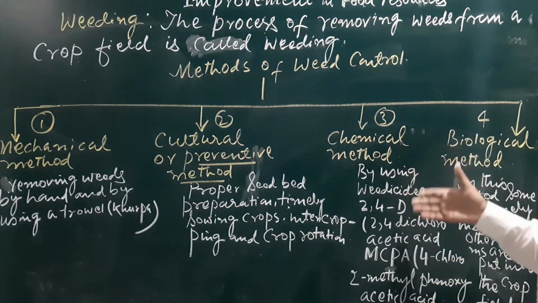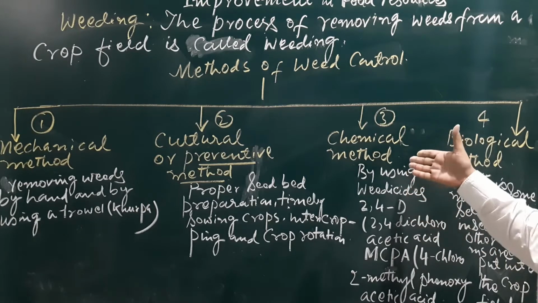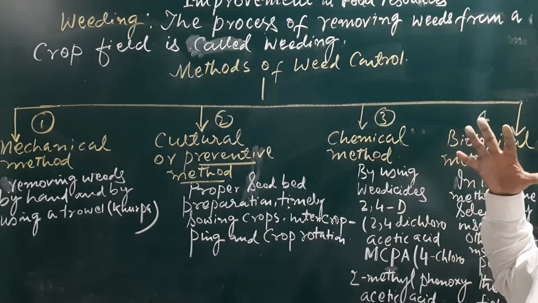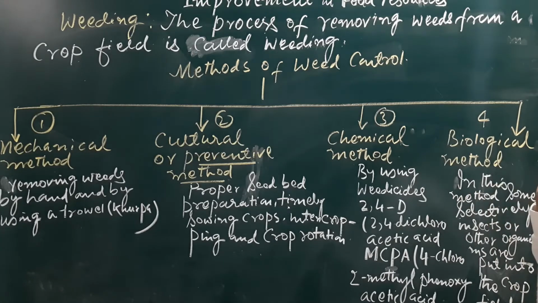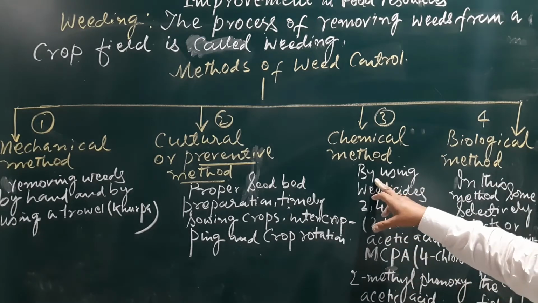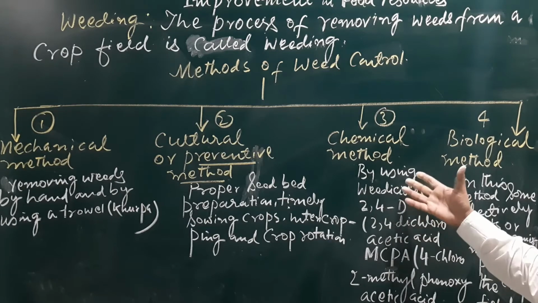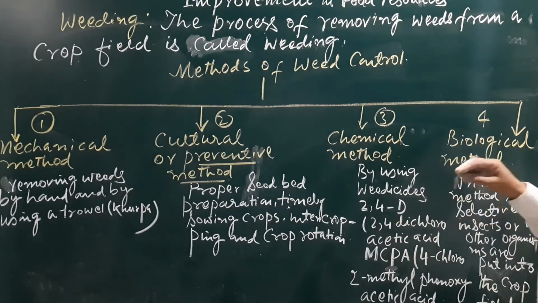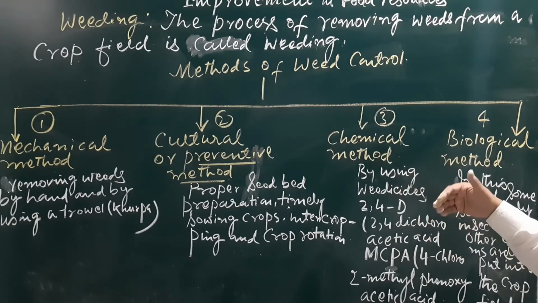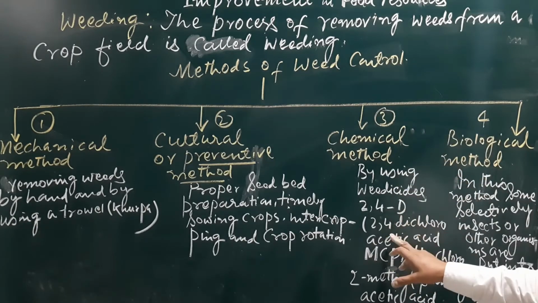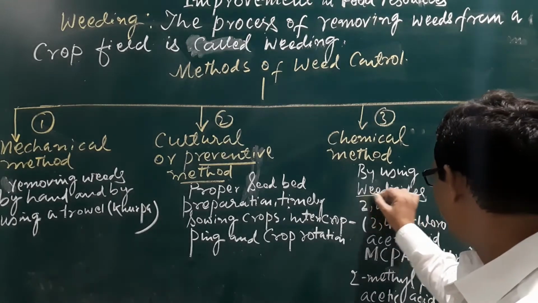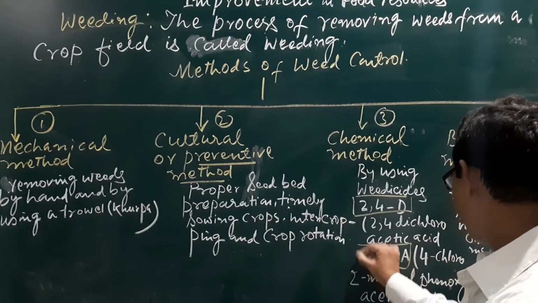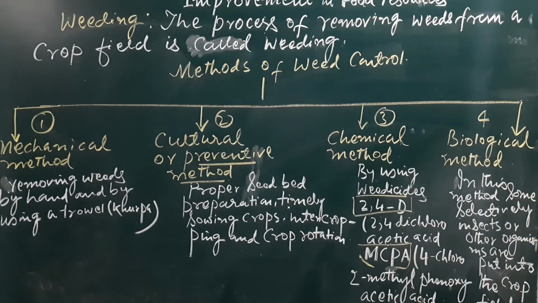And the third one is very common, but it is not good, it is not eco-friendly, and it is not best for our environment. It uses weedicides, the chemical substances that are used to eradicate, remove or destroy the weeds. That is 2,4-D dichloroacetic acid, and 4-chloro-2-methylphenoxyacetic acid, whose short form is MCPA. Here are the 2,4-D and the MCPA. These are two chemical substances.